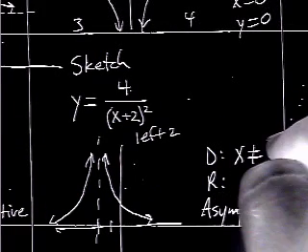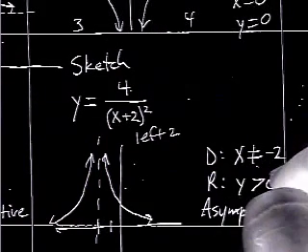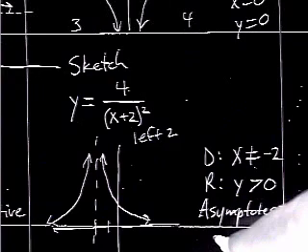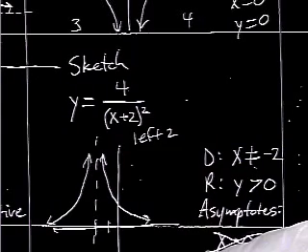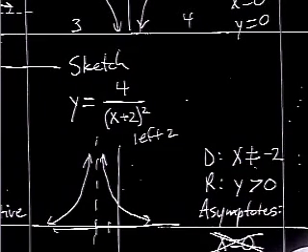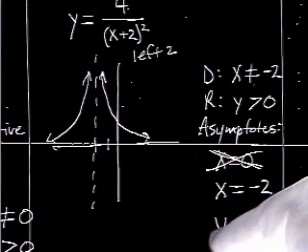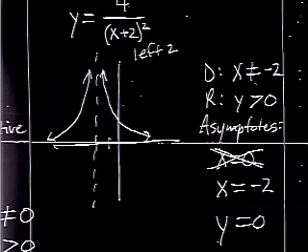Domain, everything except -2. Y value greater than 0. Notice that I'm not putting equal to 0 because it's an asymptote, and by definition, the asymptote is never touched. So, x equals 0? Oh, no, that's not true. X equals -2. Now, y equals 0, that has not been changed, right? That's still the asymptote for the horizontal direction.